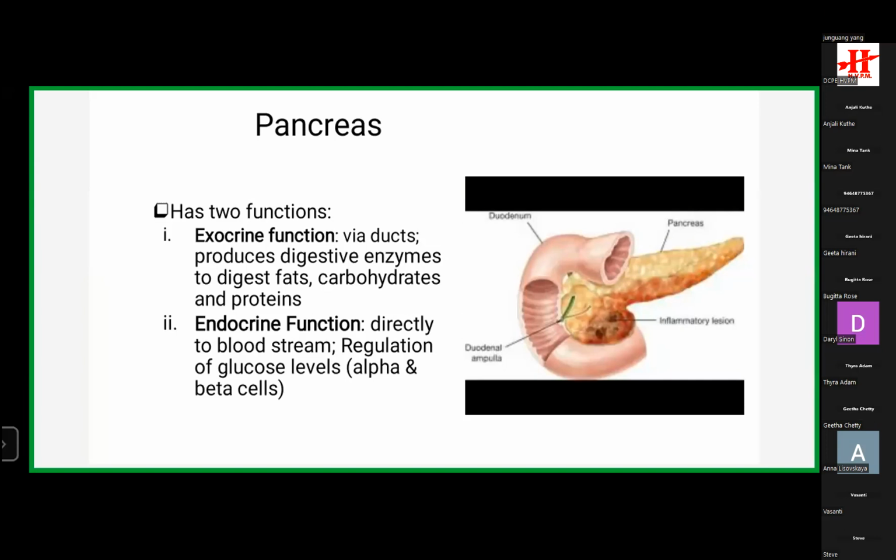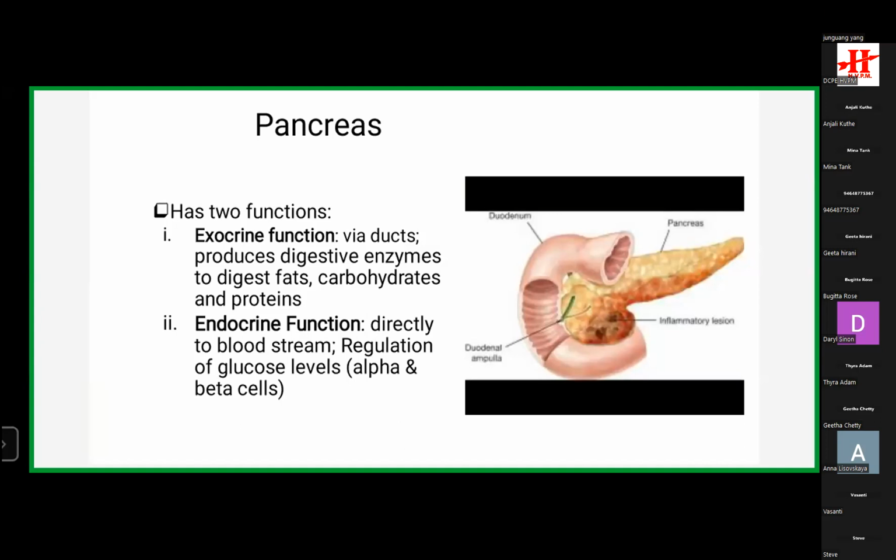There are four parts: head, neck, body, and tail of the pancreas. The head of the pancreas is located in the C of the duodenum. The length of the gland is about 15 to 20 centimeters, and it is 1.2 to 1.8 centimeters in thickness, and the weight of the pancreas is about 80 grams. The end or tail of the pancreas reaches up to the spleen.